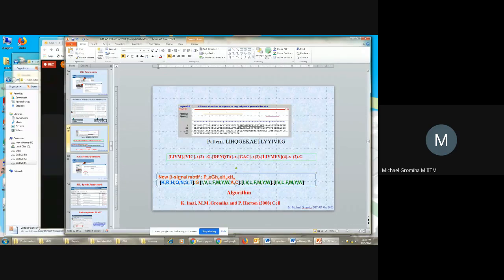So this is called a beta signal motif. We call it that because it has the beta barrel, beta strands, and this is important for the assembly of these proteins. You can see the occurrence of this in almost all the mitochondrial beta barrel membrane proteins, right? I have the data. So that is the reason why we call it the beta signal motif. If you have more questions, we will discuss tomorrow.